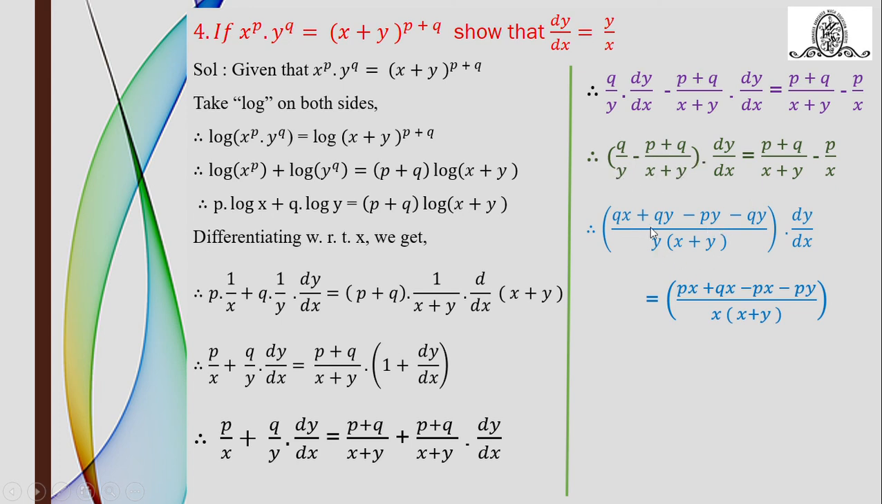Here it is, into dy by dx as it is, equal to, here also we have to do the cross multiplication. So px plus qx minus px minus py will be your numerator, and the denominator is x into x plus y. So from both these sides, we can all see we can cancel this common denominator x plus y. Only one bracket we can cancel. So that x plus y gets cancelled.